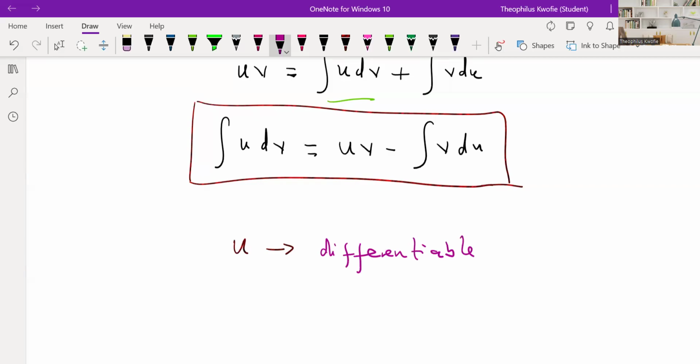And then I also want to point out that the dv should be easily integrable. Our dv should be easily integrable. Very important. Let's take note of that. So one thing I mentioned is that U has to be differentiable, and our dv should be easily integrable. So let's take note of this.